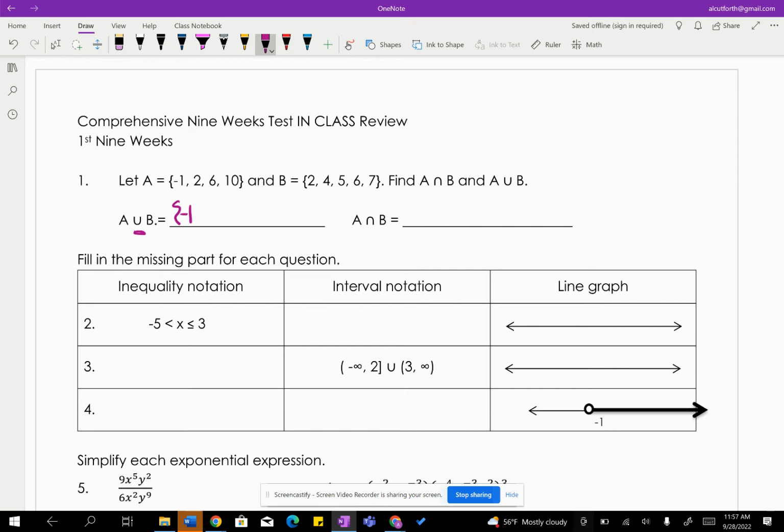So -1 is in set A, so it needs to go in there. 2 is in set B, so it needs to go in there. It's also in A, but we don't need to write it twice. 4 is in set B, so it needs to be in this answer. 5, 6, 7, and 10. Just everything all together, right? You're just listing out all of the numbers all together.